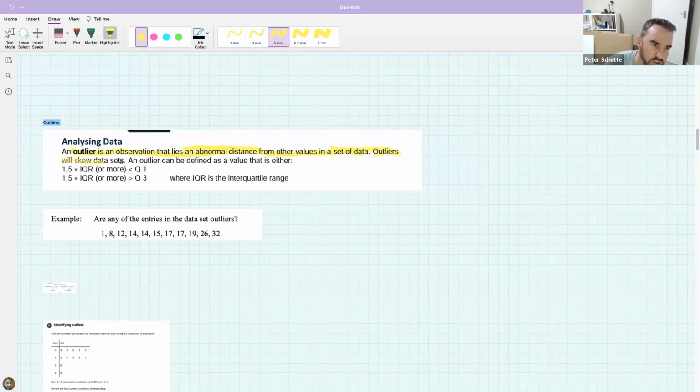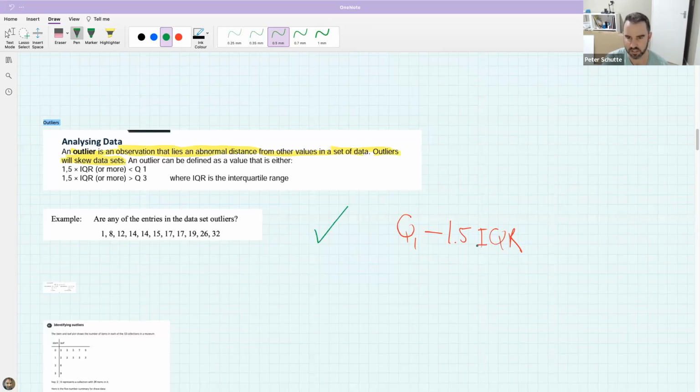Outliers will skew data sets. They affect the shape of the data. And so sometimes in some calculations, we have to leave them out. And the definition for an outlier is something which is 1.5 times the interquartile range less than Q1. So let me write that down in a way that maybe makes more sense. You can find a value of Q1, and then if you go below it 1.5 times the interquartile range, if something is below that, it's considered an outlier.